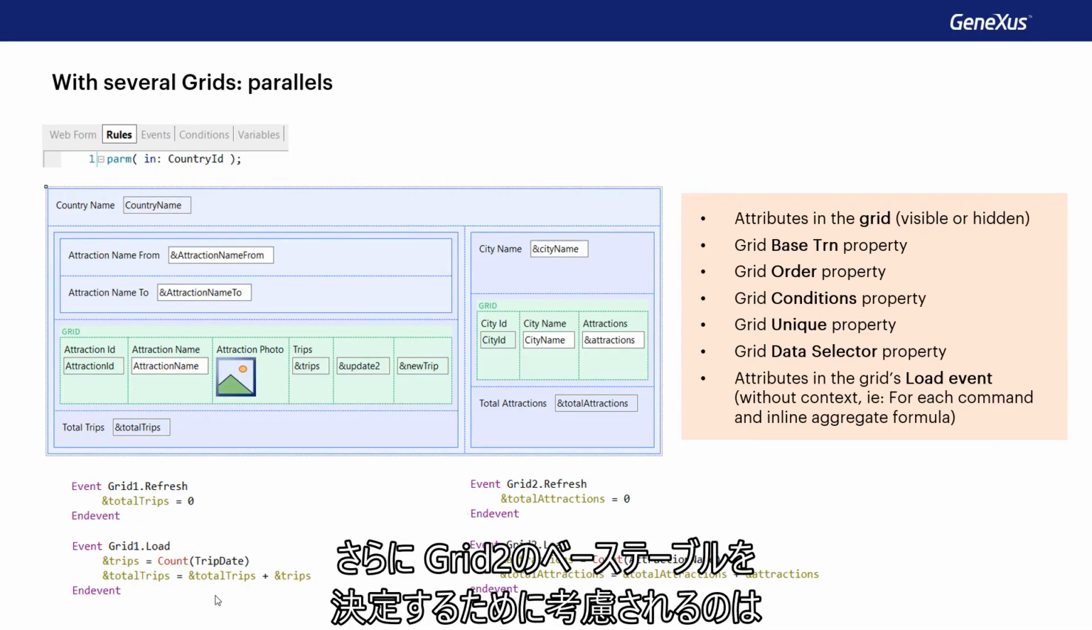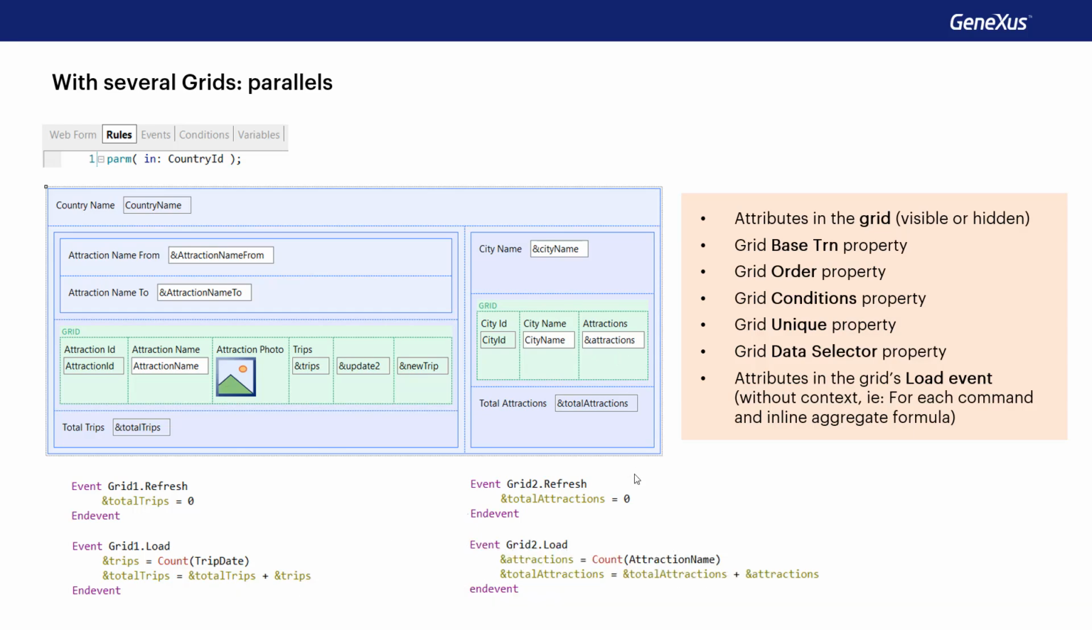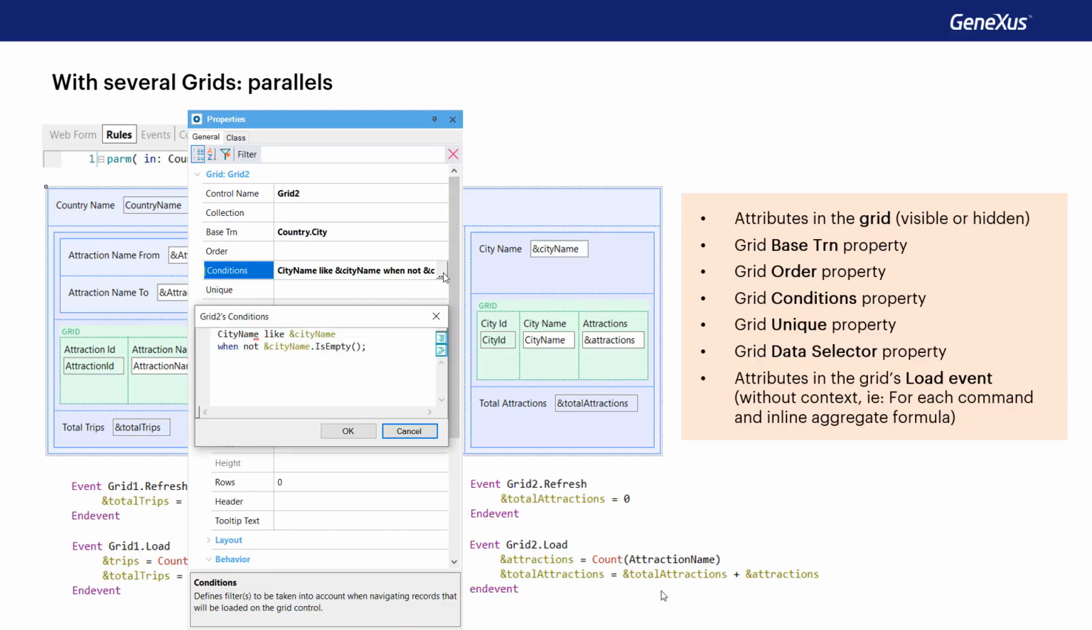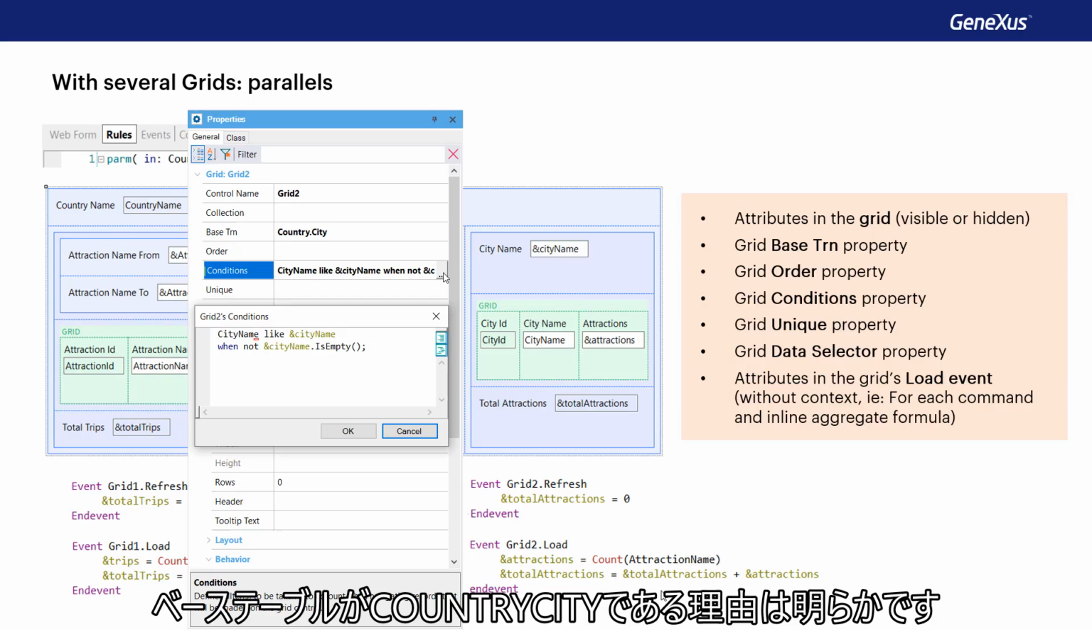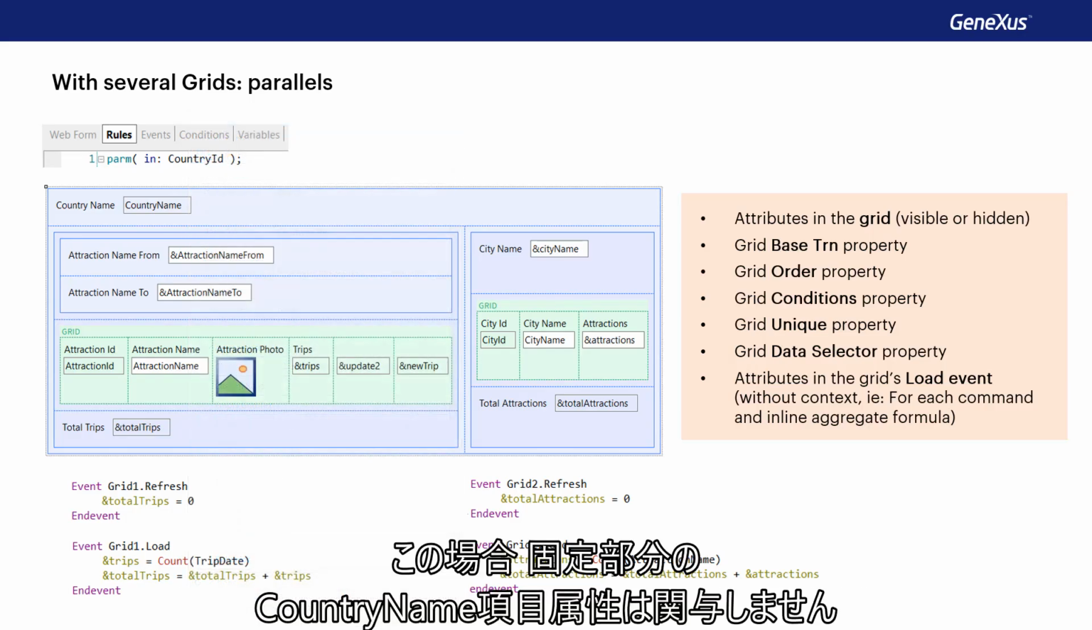Additionally, in order to determine the base table of grid 2, the ones considered will be all these grid attributes, and any others separated in the load. In this case, there isn't any either. Also, the grid's properties will be considered. We can clearly see why the base table is country city. In this case, the country name attribute of the fixed part doesn't participate.